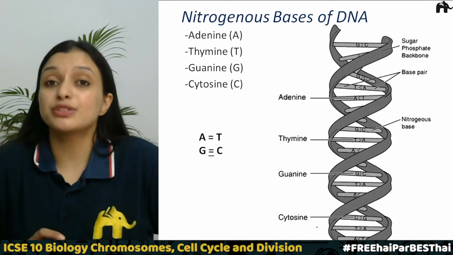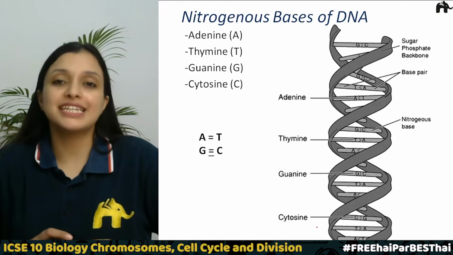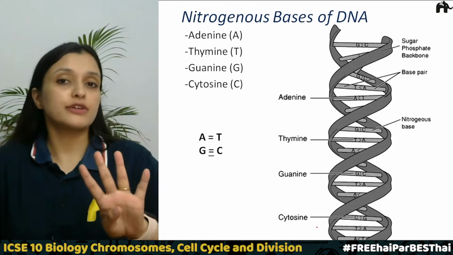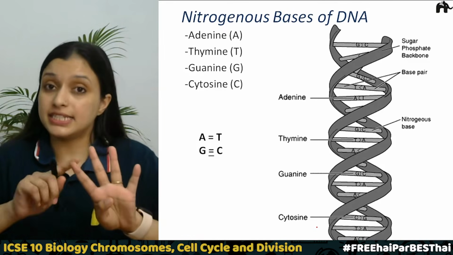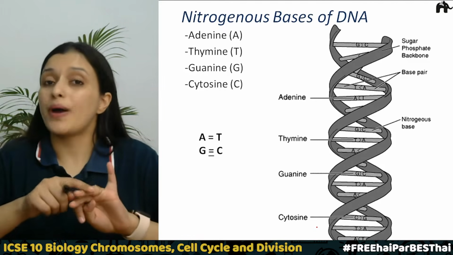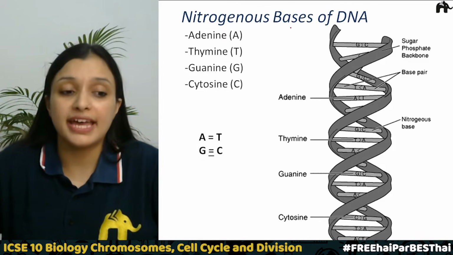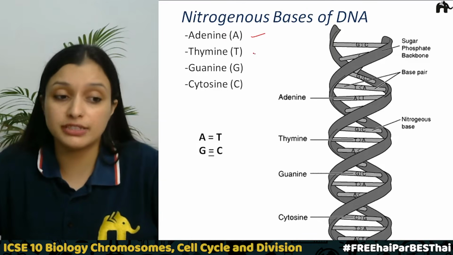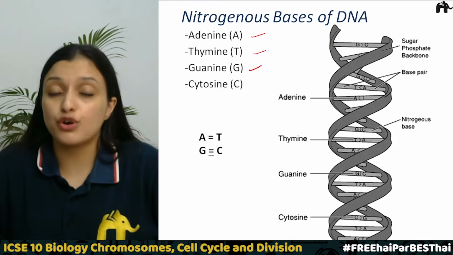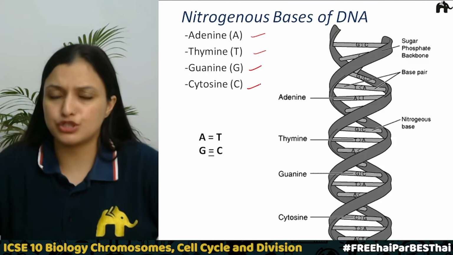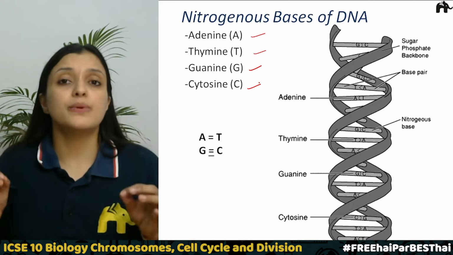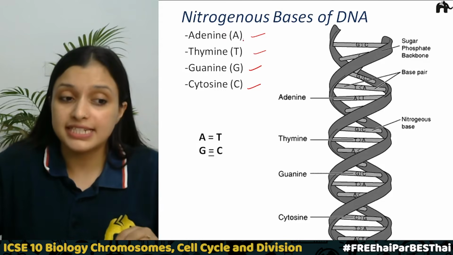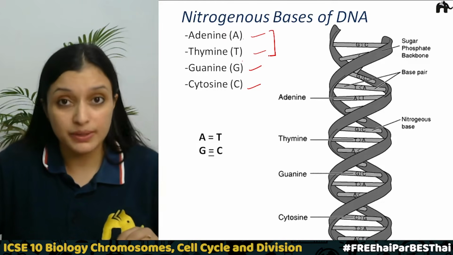So talking about the nitrogenous bases in DNA. In DNA there are four nitrogenous bases: adenine, thymine, guanine, and cytosine. So A for adenine, T for thymine, G for guanine, and C for cytosine. Always remember, adenine and thymine pair with each other.